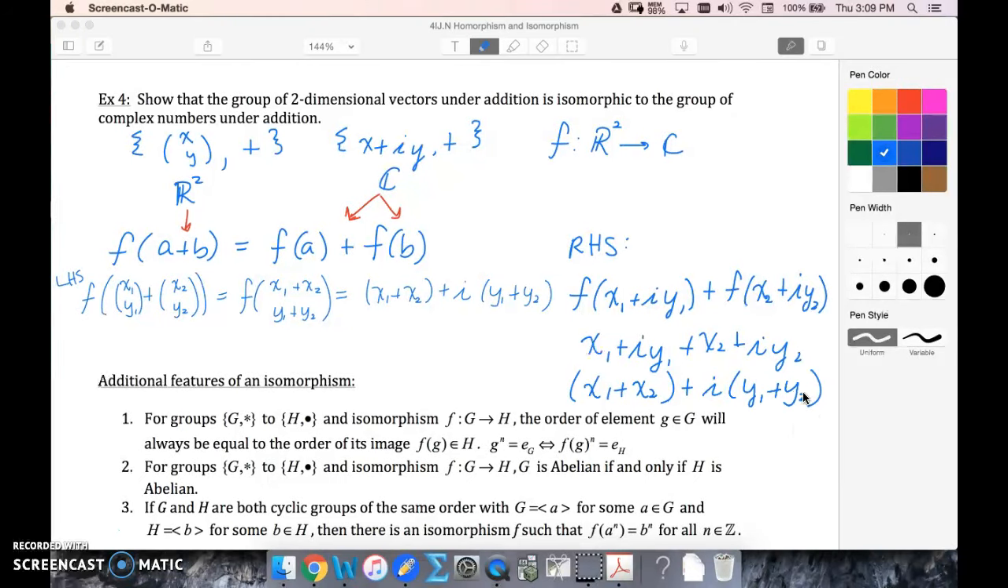And what I can see is that my two groups have the same structure. So going from f of a plus b is the same as f of a plus f of b, going from my vector space addition to complex number space addition. So basically what we're saying is that it's a similar idea adding vectors and adding complex numbers. In complex numbers, we add the real parts and the imaginary parts. In vectors, we add the x coordinates and the y coordinates.